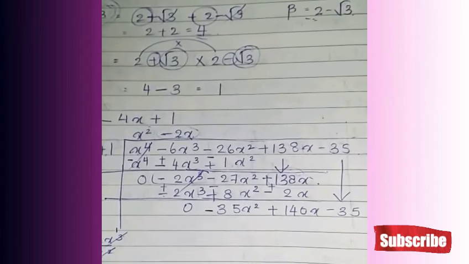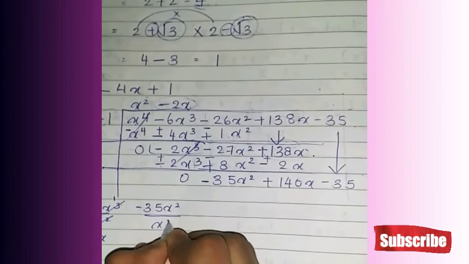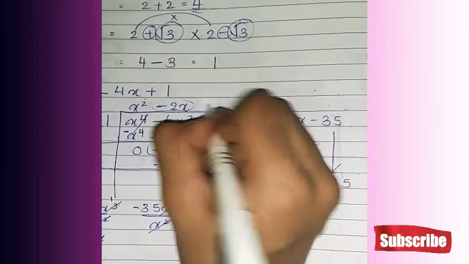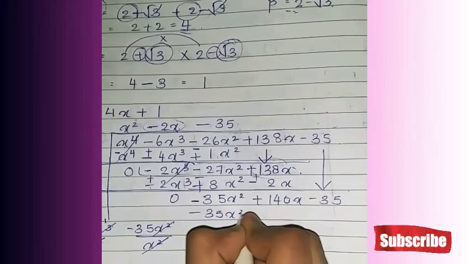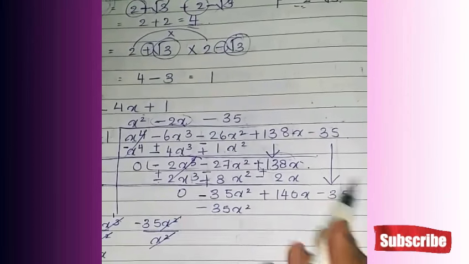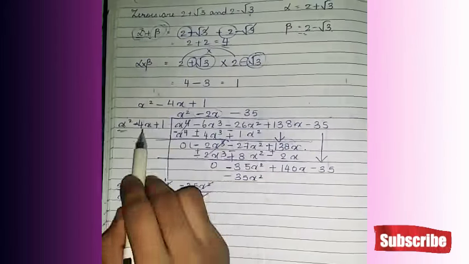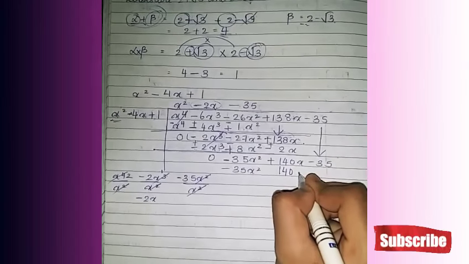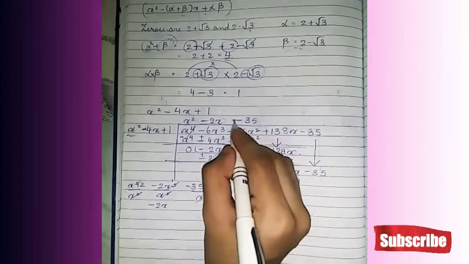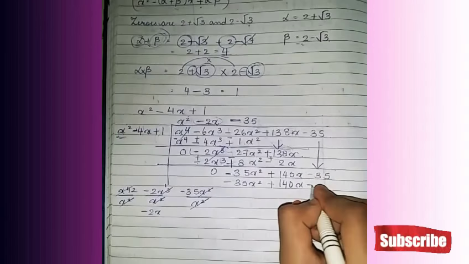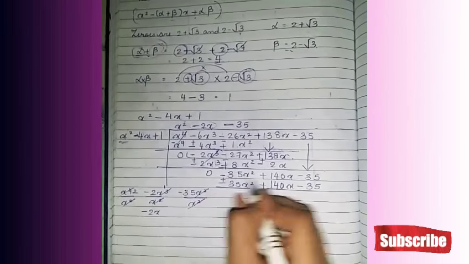Now minus 35x square by x square, x square we can cut, we'll get minus 35. Minus 35x square we will get, because minus 35 into x square, minus 35x square, then 35 into 4 we will get 140x, minus into minus plus, then minus into plus, minus 35, change the sign and add.